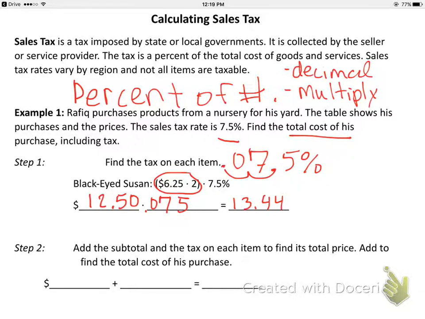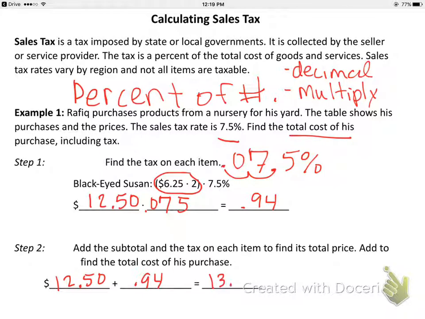Wait, I'm ahead of myself, not 13.44. I get 0.94. So for my two Black-Eyed Susans, I'm paying 0.94 in sales tax. Well, how do you find the total? So you take your subtotal, which is before tax, so in our case it's $12.50, then you add your tax in. That's how you find your total.